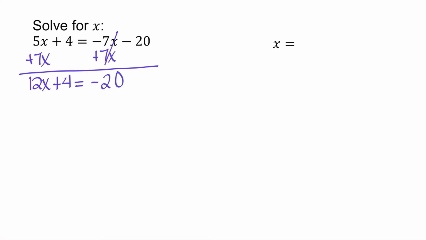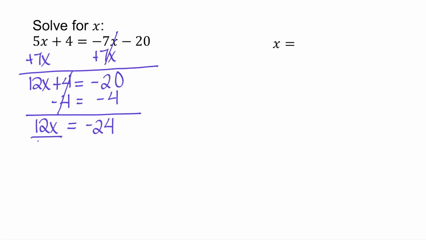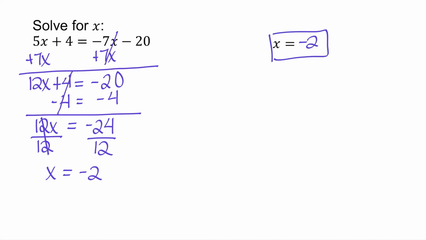Now I'm going to move away this plus 4 by subtracting 4 from both sides. When I do that, on the left, I'm left with 12x, plus 4 and minus 4 will cancel, and that equals -20 minus 4, which is -24. Now I need to isolate x, so I'm going to do the opposite of multiplying by 12 and divide both sides by 12. On the left, 12 and 12 will cancel, so I have x equals -24 divided by 12, which is -2. So x equals -2 is the answer to this equation.